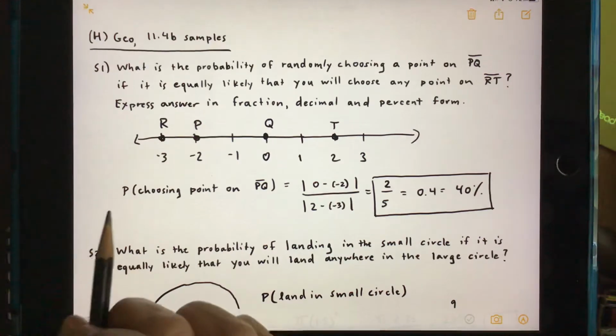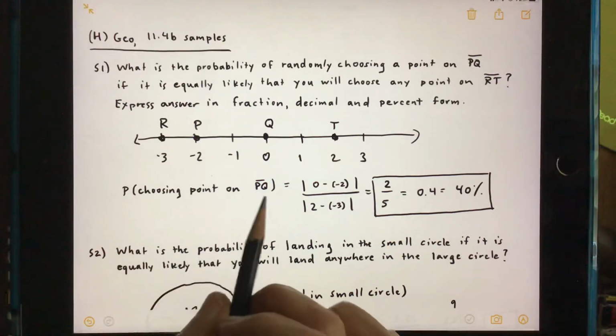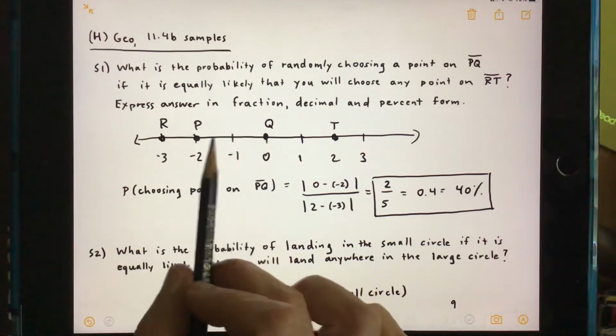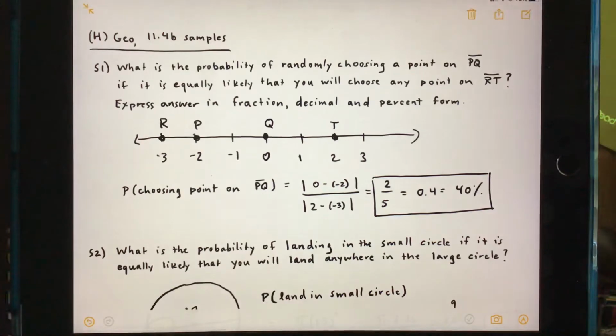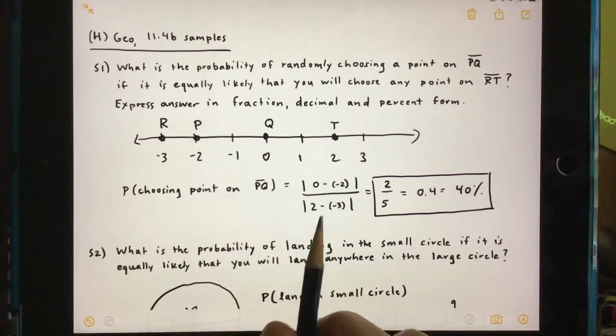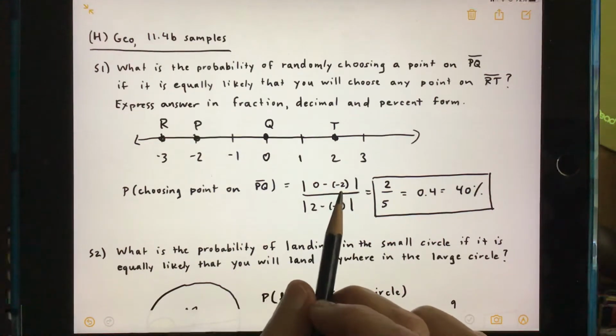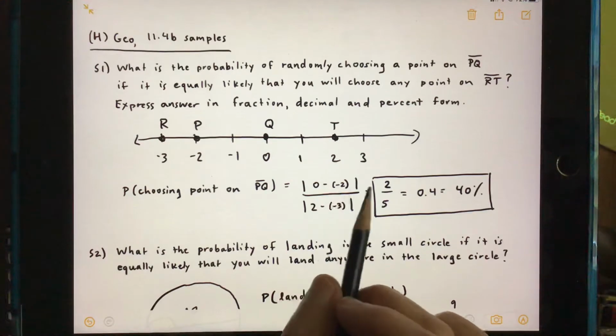Well, what's the probability here of choosing a point on line segment PQ? Well, let's figure out how long PQ is. To figure out how long PQ is, to see how much space we have to pick a point where we want, we would find the absolute value of the difference between these two numbers, subtract them in either order, take their absolute value. So I'll subtract 0 minus negative 2. And that gives me 2, and the absolute value of 2 is 2.